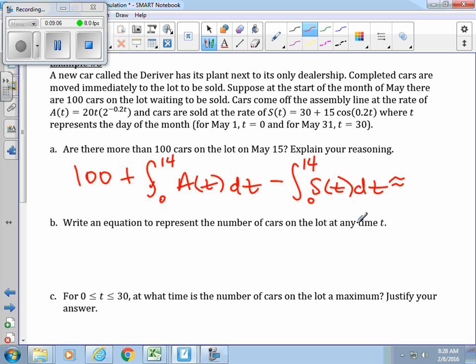Didn't anyone do it? 256, but I don't know if it's right. Okay, so are there more than 100 cars? Yes. The reasoning, part of it's going to be the work I have shown up there, but you could also say more cars enter the lot than leave the lot between days 0 and 15.